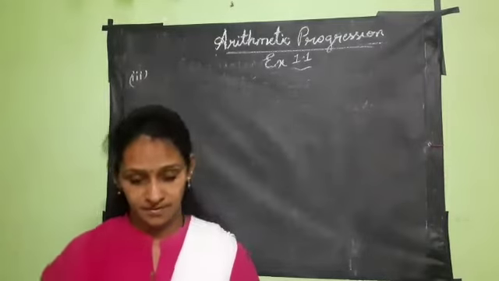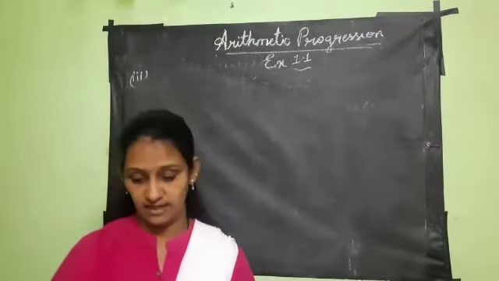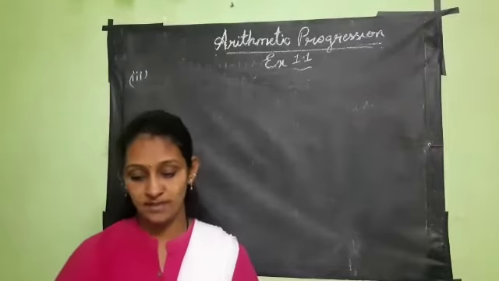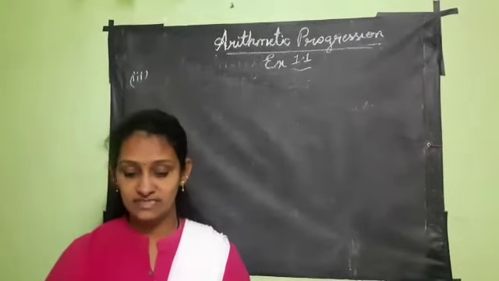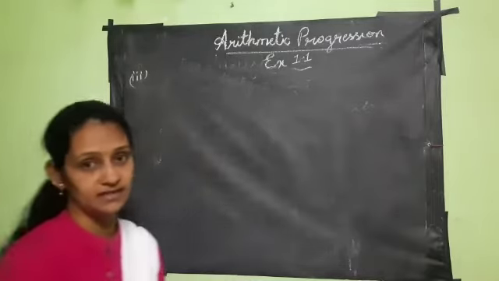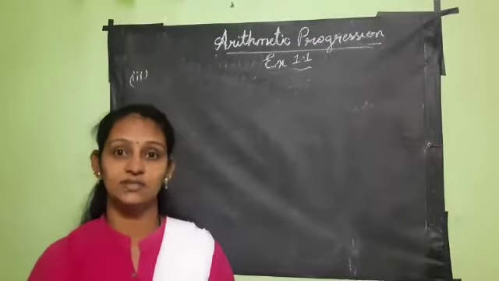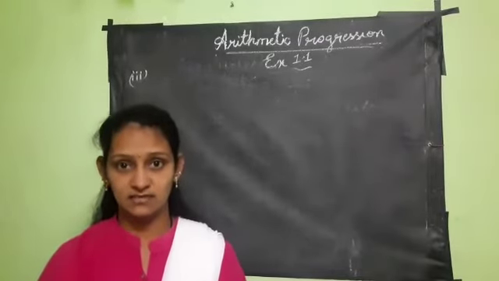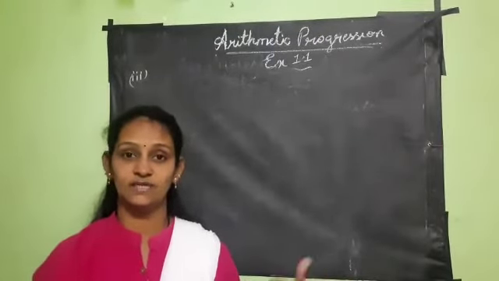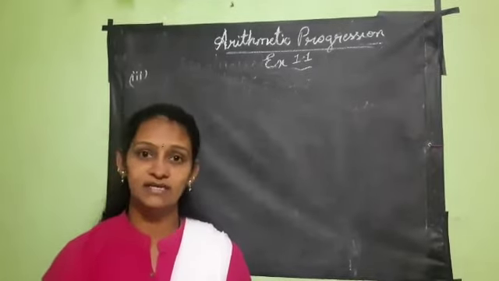Third question. The cost of digging a well: after every meter of digging, it costs rupees 150 for the first meter and rises by 50 for each subsequent meter. So each subsequent meter means it starts with 150 for the first digging, then 50 rupees goes on increasing for each meter that is dug.